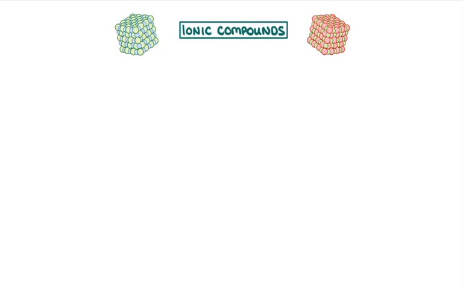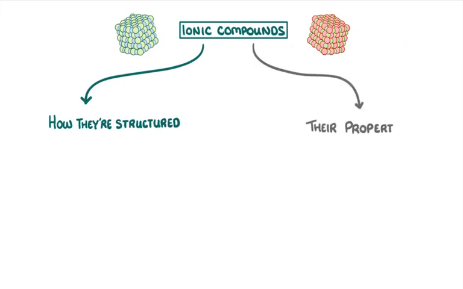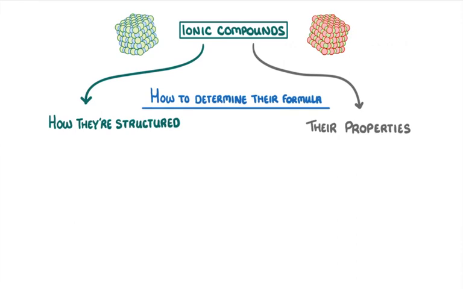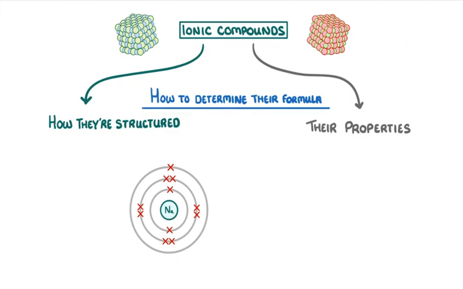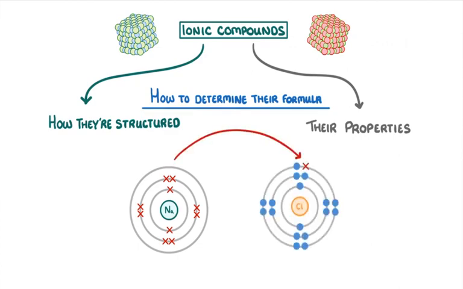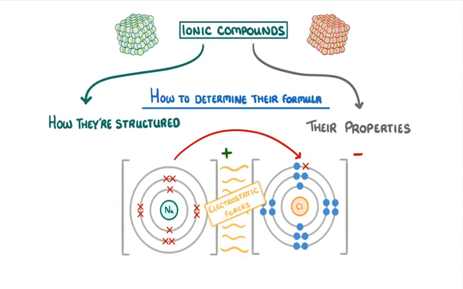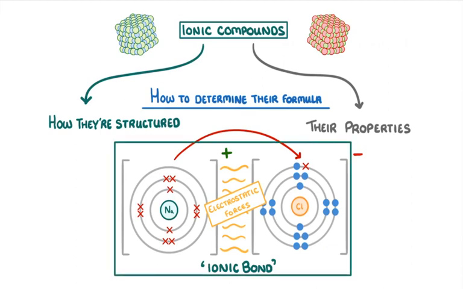In today's video, we're going to take a look at ionic compounds, with a focus on how they're structured, what their properties are, and how we can determine their formula. If you remember ionic bonding, it generally involves a metal atom, like sodium, transferring 1 or more electrons to a non-metal atom, like chlorine, to form 2 oppositely charged ions. And these 2 ions will then be attracted to each other by electrostatic forces, forming an ionic bond. And we call the entire thing an ionic compound.